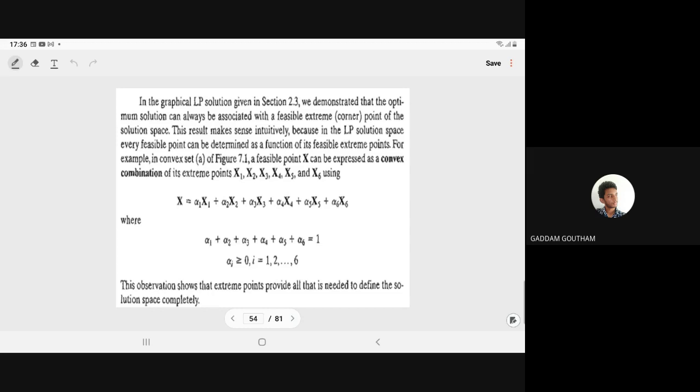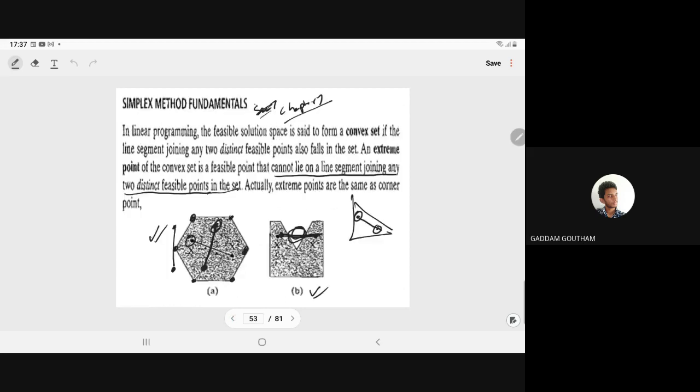And mathematically, in the graphical LP solution given in section 2.3, we demonstrated the optimum solution can always be associated with a feasible extreme or corner point of the solution space. I have told you, the solution always exists at the corner point. It means corner points are important points. And what is the importance here? All the infinitely many points in the convex set can be written as a convex combination of the extreme points.